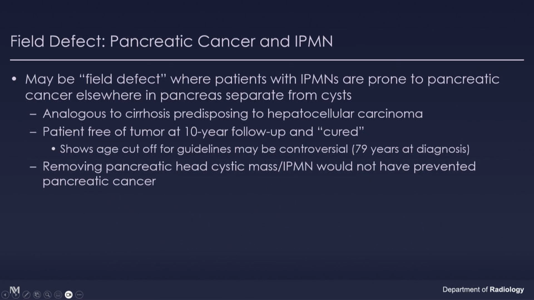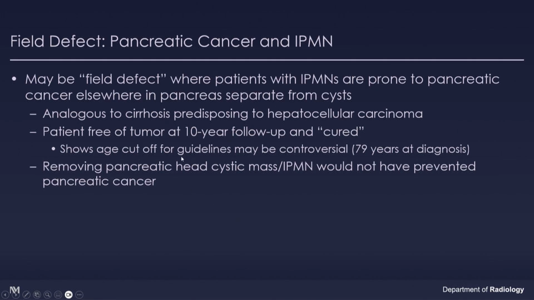So what does this illustrate? This illustrates something that I wasn't aware of years ago. This is referred to as the field defect, and that's where patients with IPMNs are prone to pancreatic cancer elsewhere in the pancreas separate from the cyst. It's analogous, in my opinion, to cirrhosis leading to HCC, or maybe esophageal dysplasia and Barrett's leading to esophageal cancer. So patients that have these IPMNs are going to develop cancer.